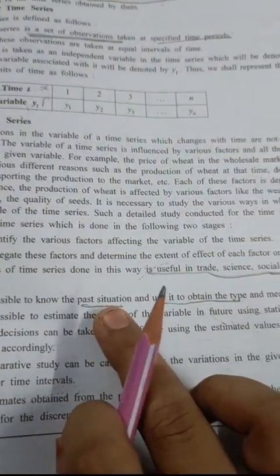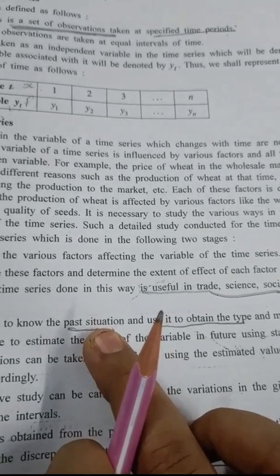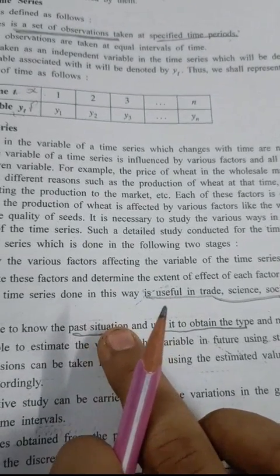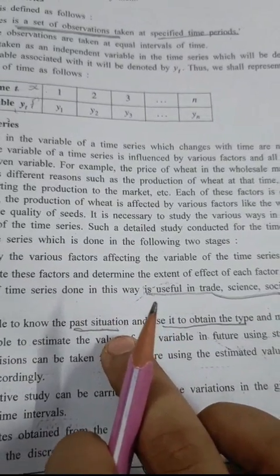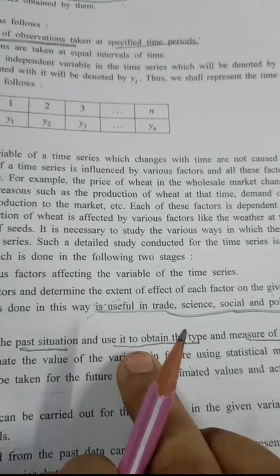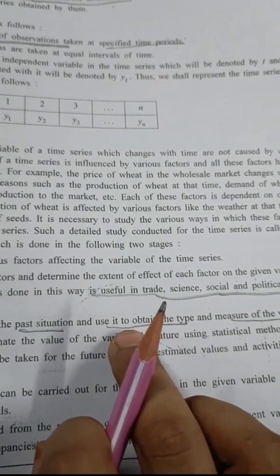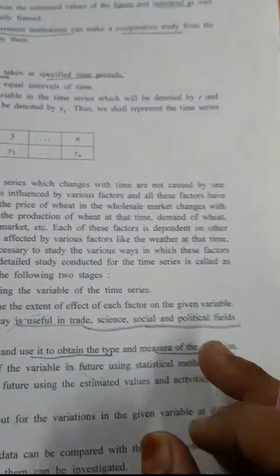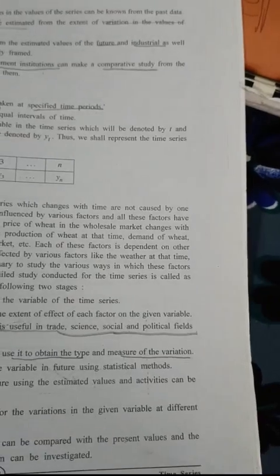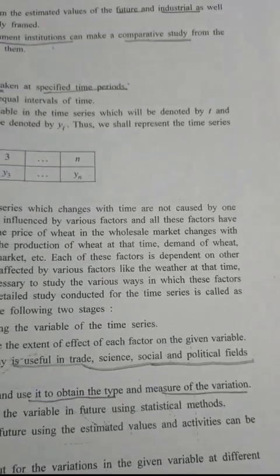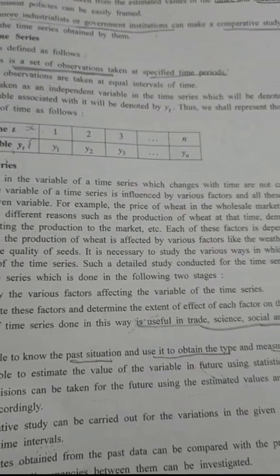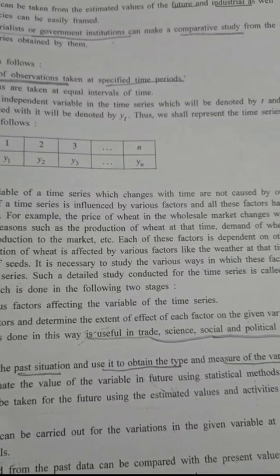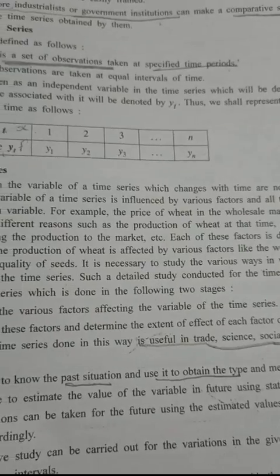We can know about the past situation; the data which we have represents the past. Then it also represents what type it was, used to obtain the type, and also the measures of the variation, the particular reason why the variations are coming. So we can know about the past situation, how it was, and its variations.